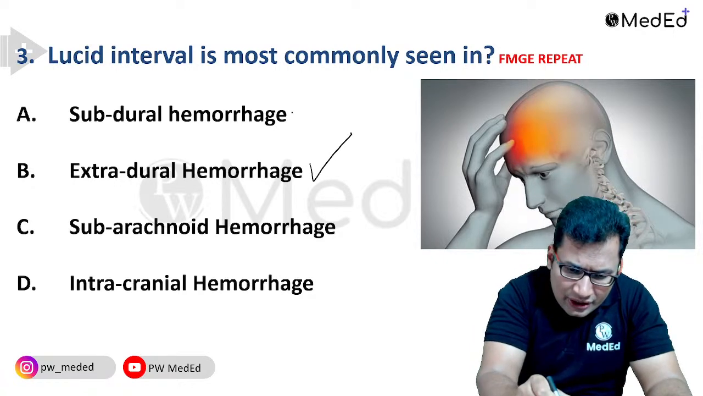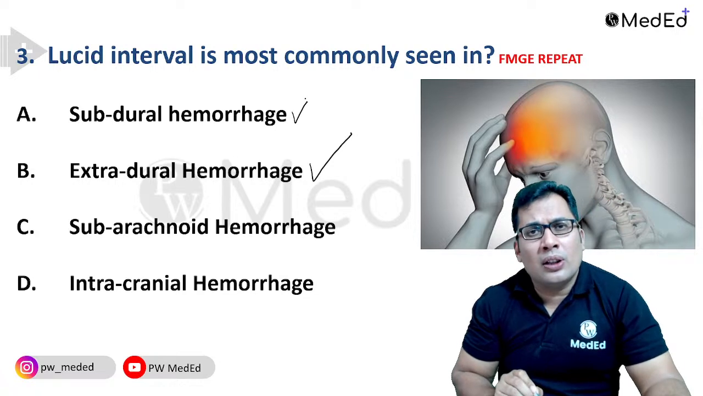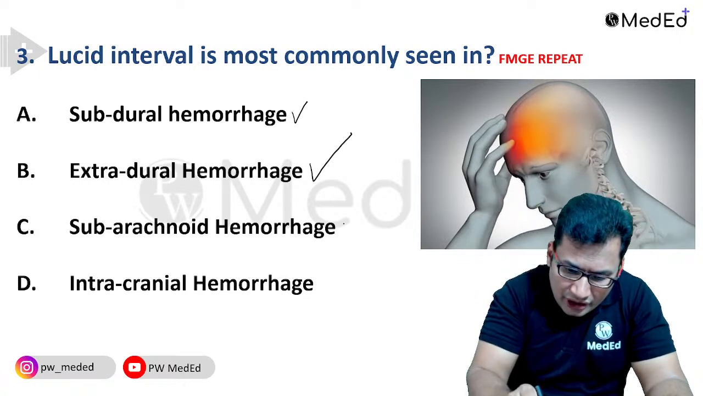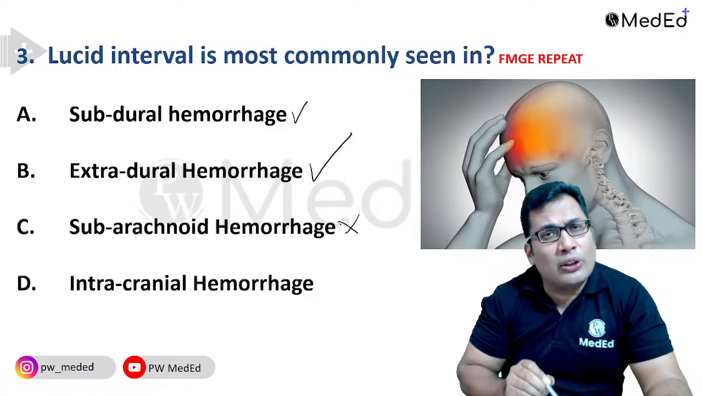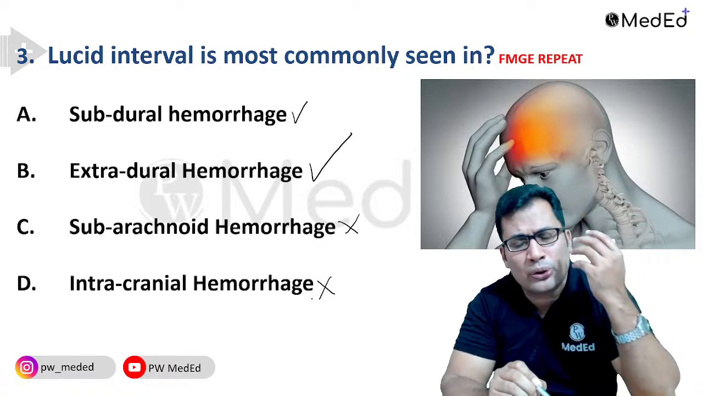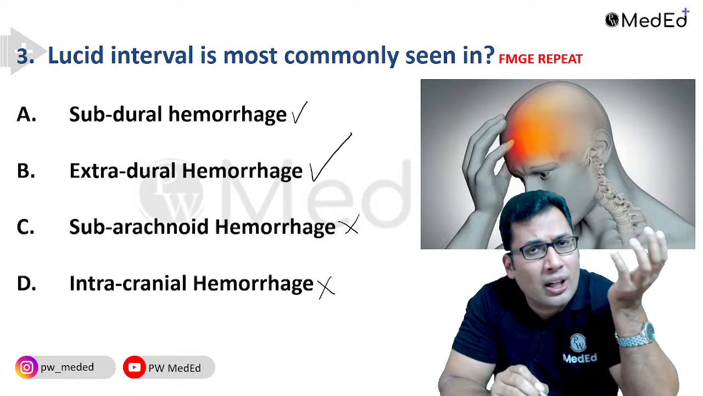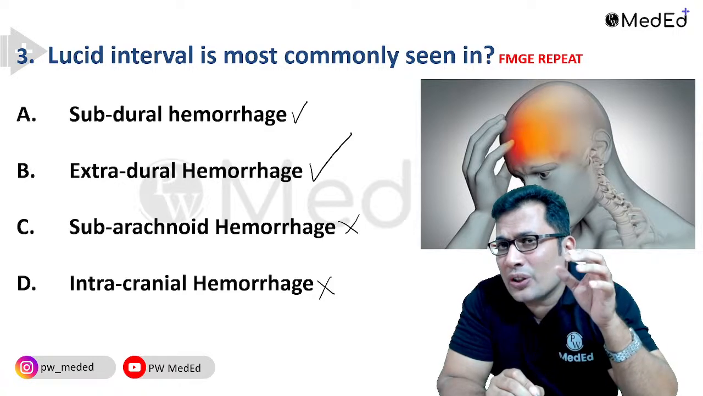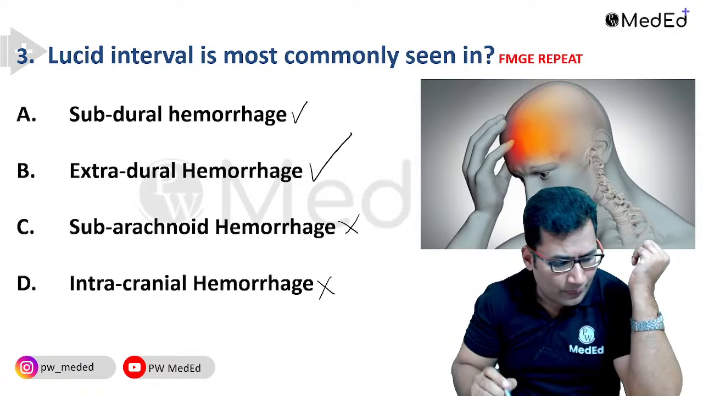It can be seen in subdural hemorrhage also, but it is very less common. In subarachnoid hemorrhage, lucid interval is not seen. Intracranial hemorrhage includes subdural, extradural, and subarachnoid. The specific answer for this question should be extradural hemorrhage.